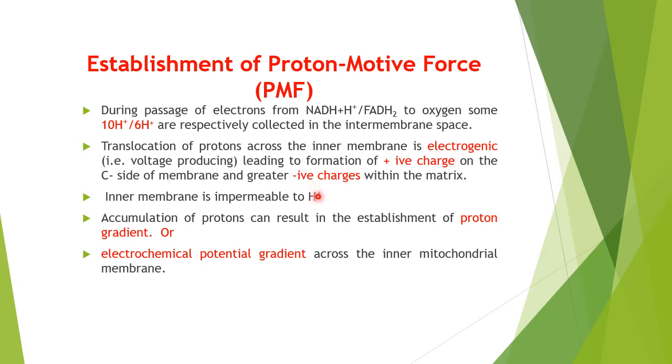So protons are being translocated, and within the intermembrane space, accumulation of protons can result in the establishment of a proton gradient, or an electrochemical potential gradient across the inner mitochondrial membrane. It is possible when protons, along with the electron carriers, are being translocated towards the intermembrane space in mitochondria.